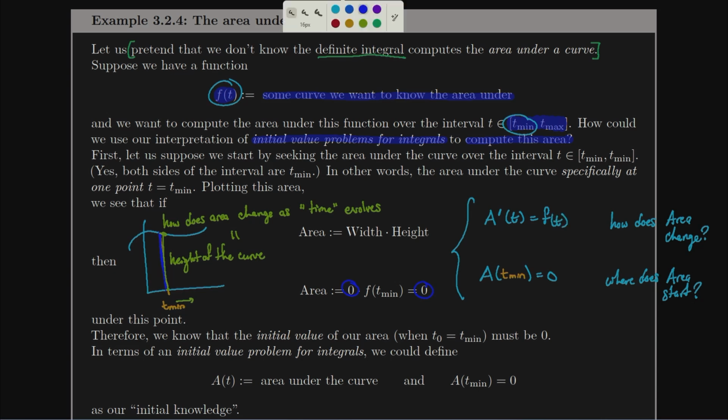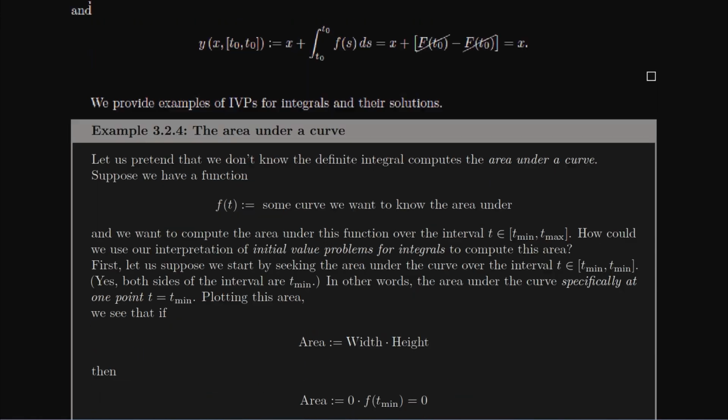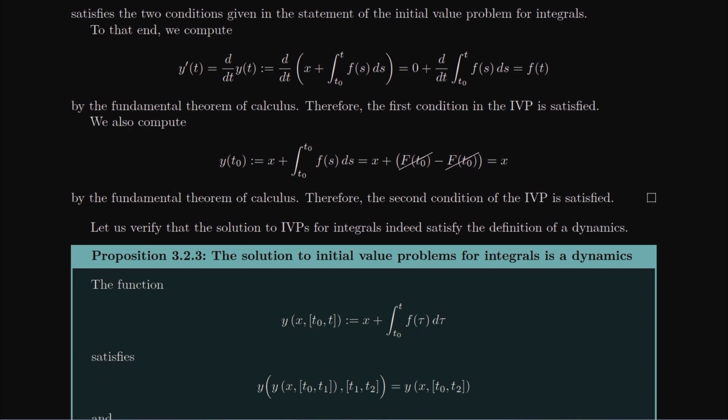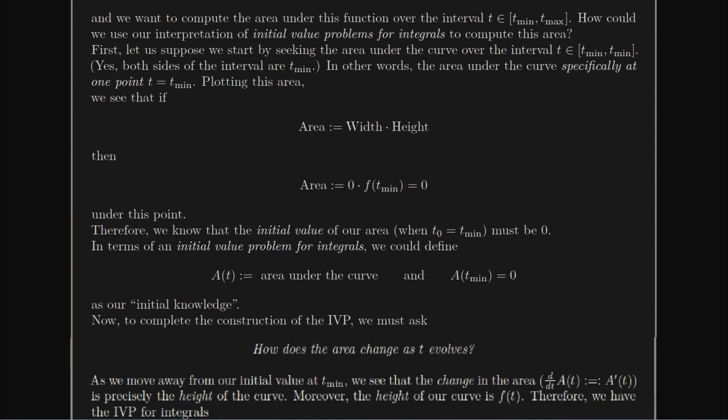And so what we have here is an initial value problem for integrals where we have the area at t-min has to be 0 and the change in the area has to be the height of the function. If I go ahead and go back to my solution here, if I put an a there for area, a at t-min here, and that has to be equal to 0, I'm plugging in 0 for x, I'm plugging in t-min for the lower bound on t. That's saying that the area of the interval 0 to t is just the integral of f of s. That's exactly what we know from calculus, but we've discovered it from thinking about area as a dynamics.